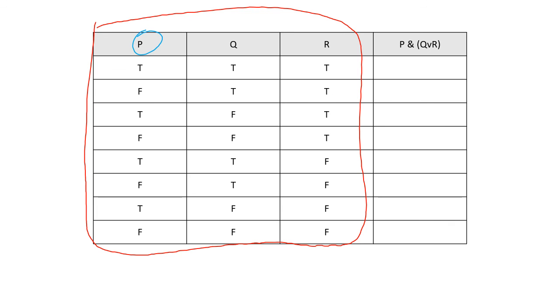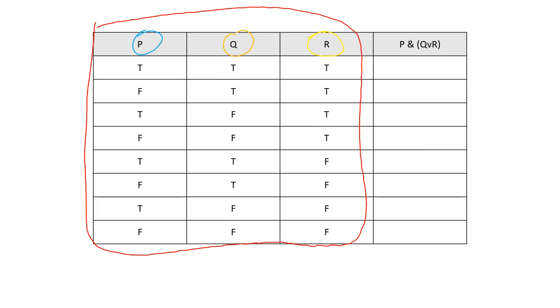The P goes true, false, true, false, true, false, all the way down. The Q goes true, true, false, false, true, true, false, false. And then the R here goes true, true, true, true, false, false, false, false. So there's actually a pattern here in which you have alternating 1 at a time, 2 at a time, and 4 at a time. If we had a 4th letter, you would have 8 trues and 8 falses, and it would be 16 lines long.